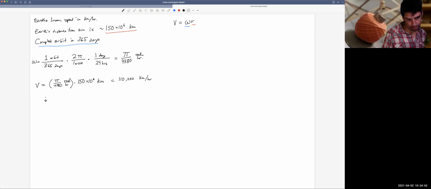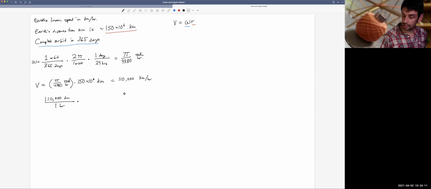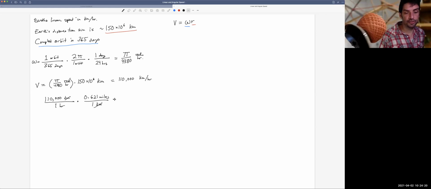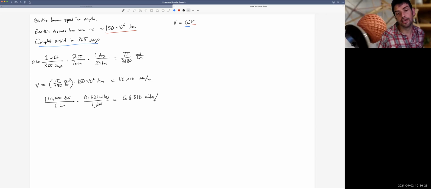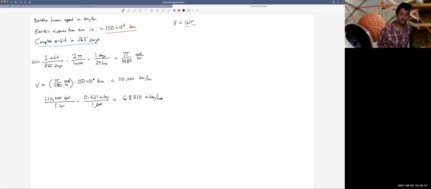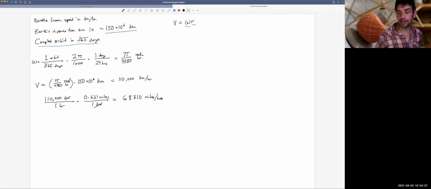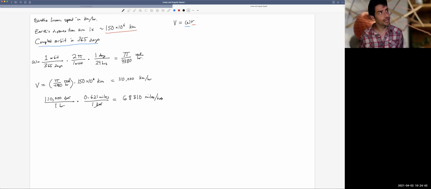Maybe we'll put this in something more familiar for some of us, 110,000 kilometers per 1 hour. Multiply it by 0.621 miles per 1 kilometer. Kilometers cancel, multiply across, and we get 68,310 miles per hour. Okay, so about 70,000 miles per hour. It's a pretty approximated value we're getting here, but still gives us some notion of what's happening out there, or I guess right here.